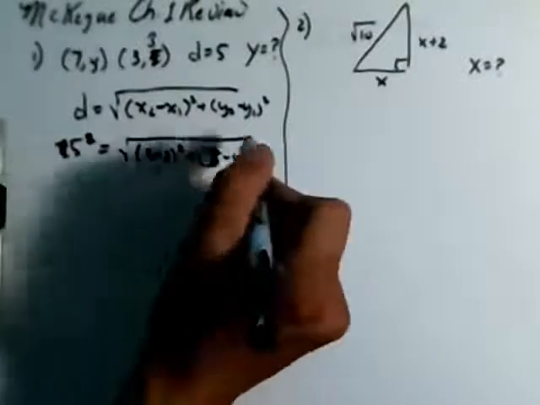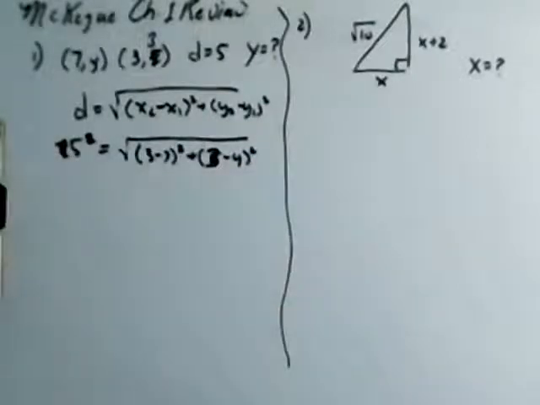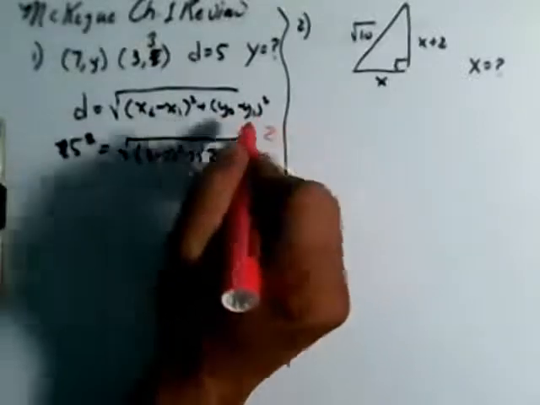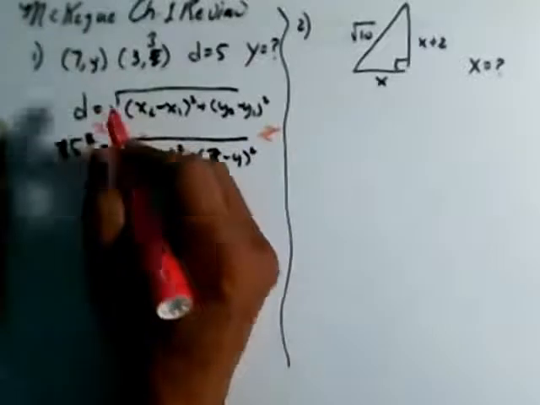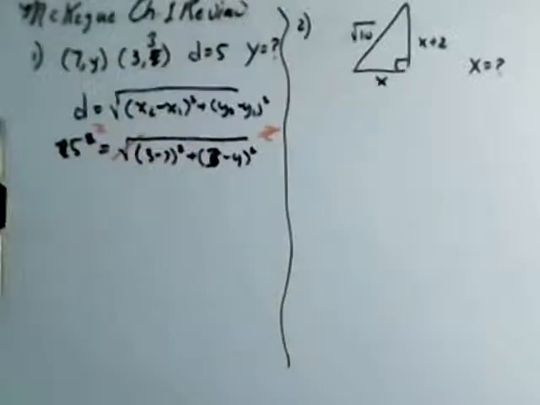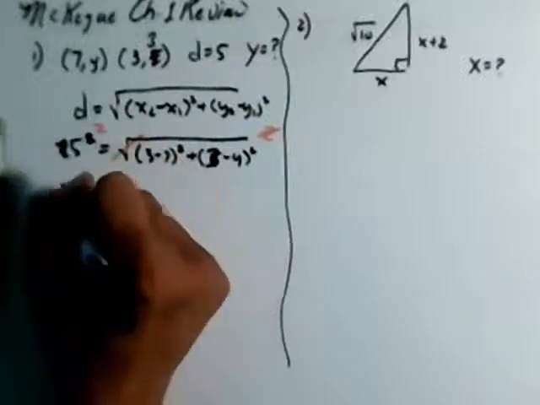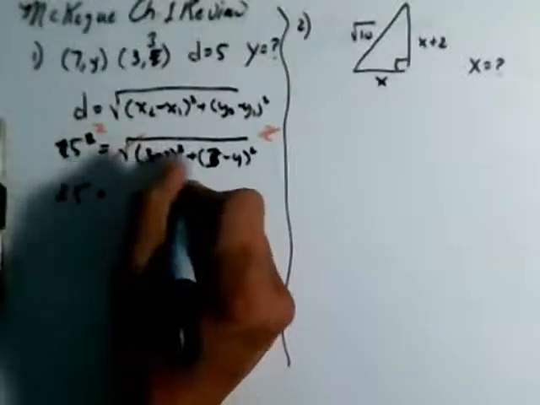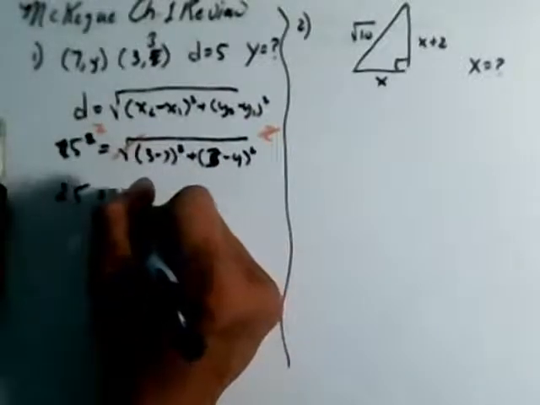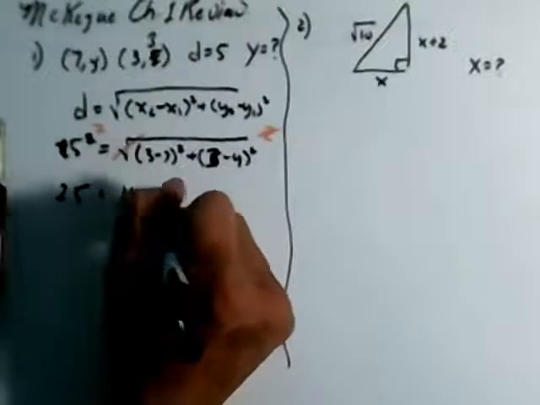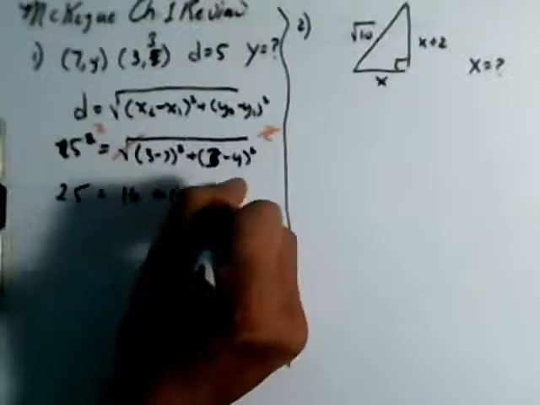To get rid of the square root, the first thing you have to do is square both sides. That gets rid of the square root here. If you square the left side, you have to square the right side, and that's what we're going to be doing. So on the left side, you get 25 is equal to 3 minus 7, which is negative 4, quantity squared, which is 16, plus (3 minus y) quantity squared.